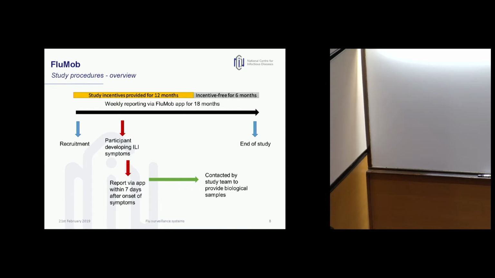Out of these 18 months, 1 year of it is with incentives, but we thought to also have 6 months of incentive-free, just to see how the transition goes. And when they start developing influenza-like symptoms, they're supposed to report in the app. Once they report, our study team will contact them and ask, would you like to provide a nasal swab and also a blood sample? This is more for our end, to characterize the virus, to see what type of virus strain is being circulated.